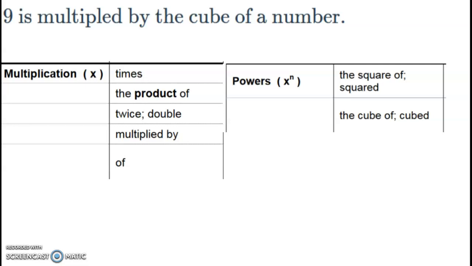So we are looking at the key words multiplied and cube, right? And that lets us know we're going to use multiplication and we're going to cube it, which means we're going to raise it to the third power. So we got x cubed, and you know order of operation, you got to do the exponents first. So the x cubed, whatever that is, times 9.